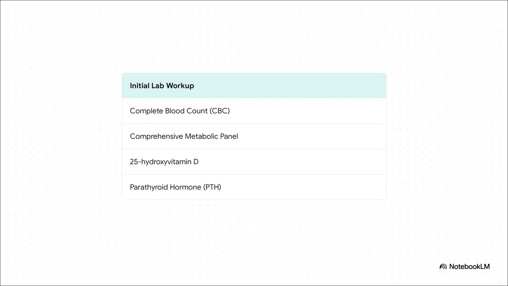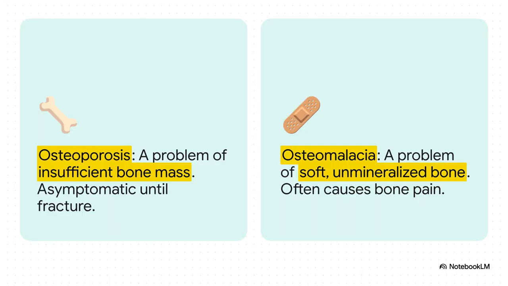This panel here hits all the big stuff. You want to get a CBC, a comprehensive metabolic panel, to check out their calcium, kidney function, liver function, and you absolutely have to check a vitamin D level. And if that calcium comes back abnormal, your next reflex should be to check a PTH level to look for a parathyroid problem.